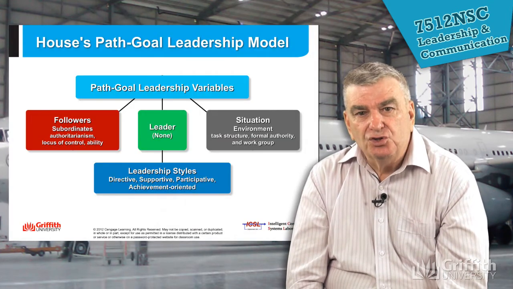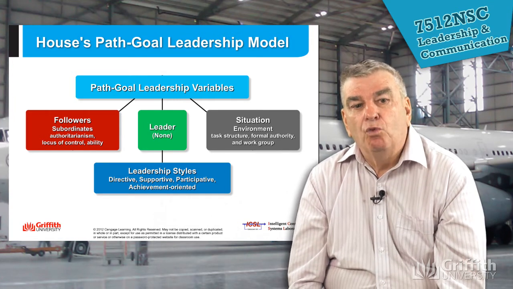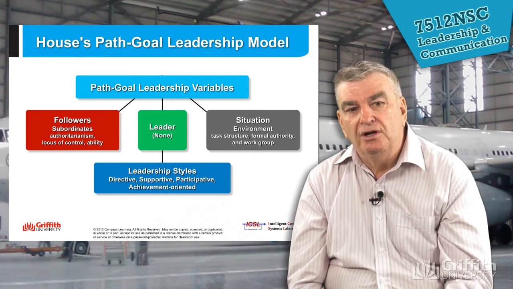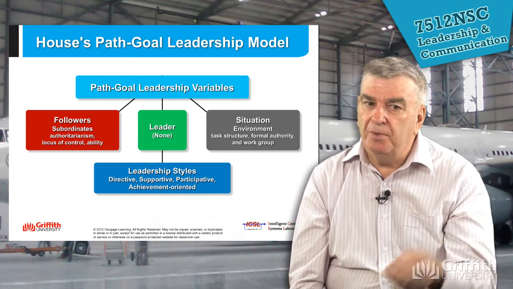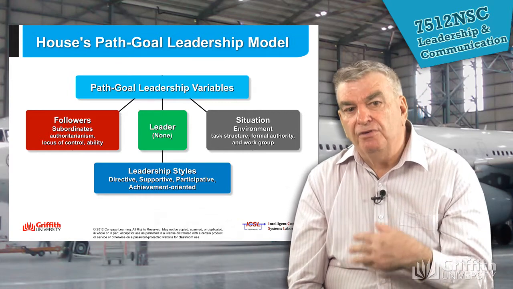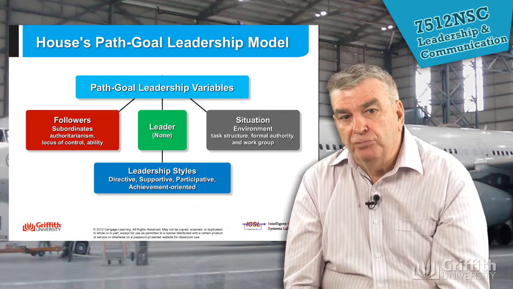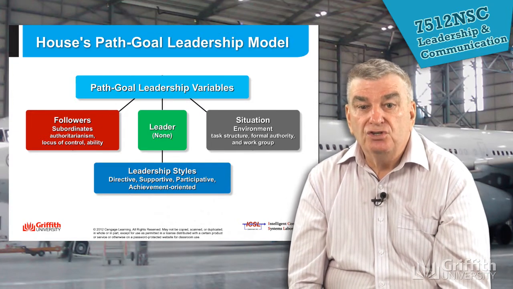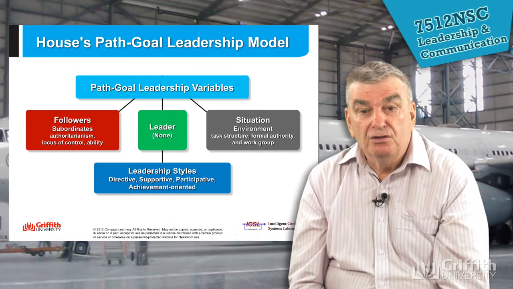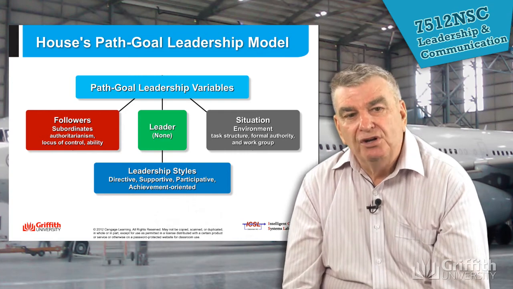If we look at House's path goal theory, this looks at a whole range of factors. It looks at the followers as to how they respond to authoritarianism. Some people don't like it. What's their locus of control? We did that back in lecture 1. Are they self-driven or are they pretty much follow where life takes them? And what's their ability? We look at the situation itself. What's the task structure, the formal authority, the work group itself? A little bit like Fiedler's theory.